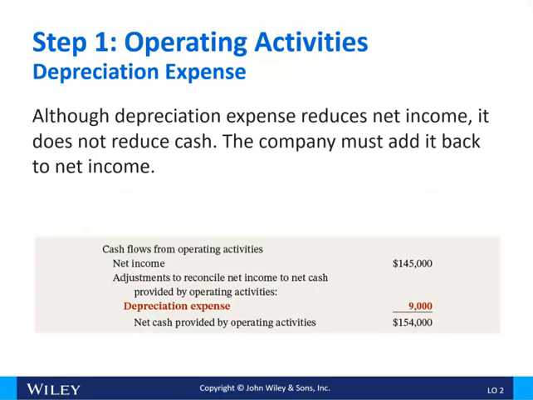So now back to our example. We start with adding back our non-cash items on the income statement. So we start with net income from the income statement. We're going to add back depreciation expense. So that's the first thing we always do on a cash flow statement. Net income plus depreciation.